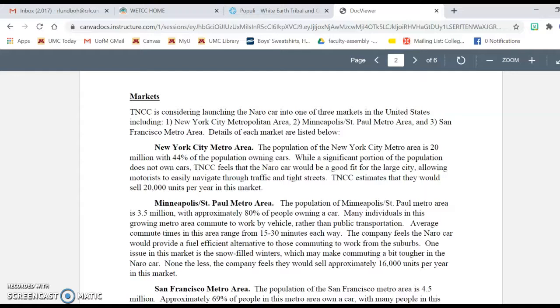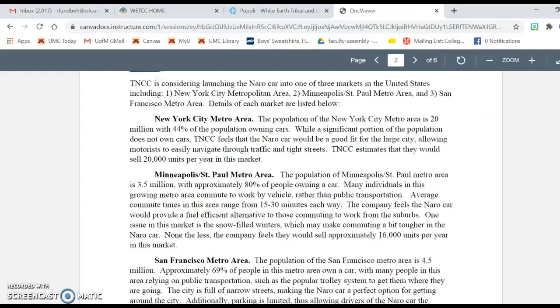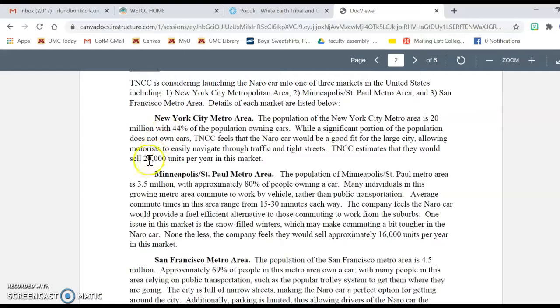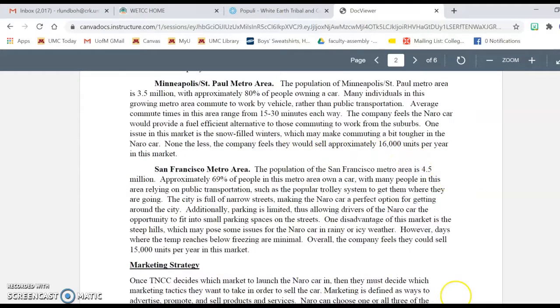Which markets do you want to enter? You can choose from New York, Minneapolis, St. Paul, or San Francisco. Each market has its pros and cons. As you can see, depending on which market you enter, you will sell a certain number of units of cars. So for example, if you entered the Minneapolis-St. Paul market, you would sell approximately 16,000 units per year.